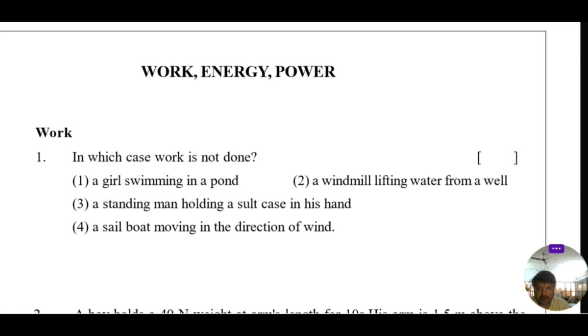A girl swimming in a pond, a windmill lifting water from a well, a standing man holding a suitcase in his hand, a sailing boat moving in the direction of wind. Here, holding: a man standing holding a suitcase on his head. So he applied a force in the upward direction, but there is no displacement of the box. That's why the work done by the standing man is equal to 0.